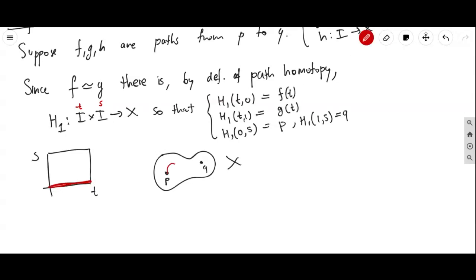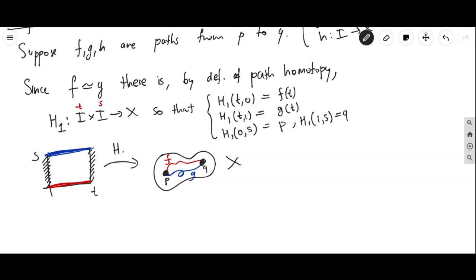So that will give you f. Then this entire upper edge is what happens when you set s equal to 1, and then you get g. As you move along this upper edge, you're getting g. And the left edge is always equal to p. It's constant. This entire left edge and this entire right edge get mapped to p and q, and they never move. So this is the idea of what's happening.